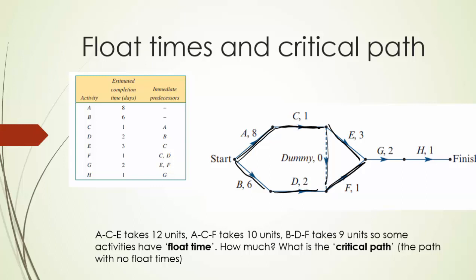But if this is going to take 9 units going down this way, then this area has got 3 less than the 12, which was the other way, so that would be a float. The critical path is where there is no float, which will be the time that takes the longest, so that'll be the 8, 9, 12, 13, 14, 15.